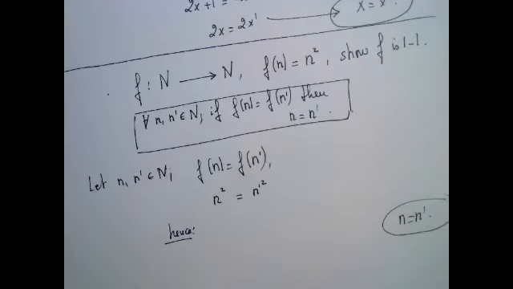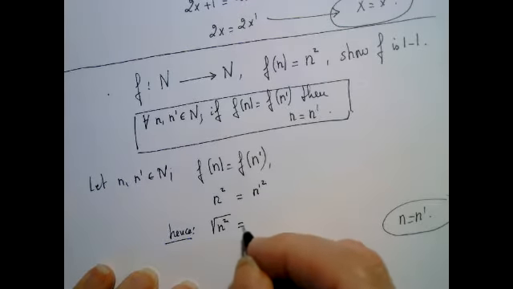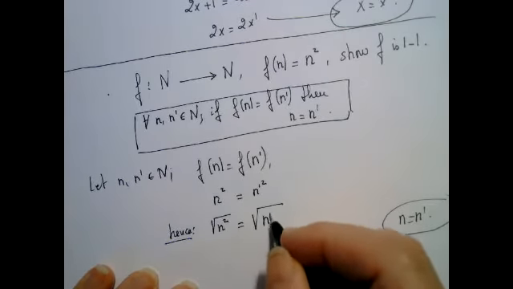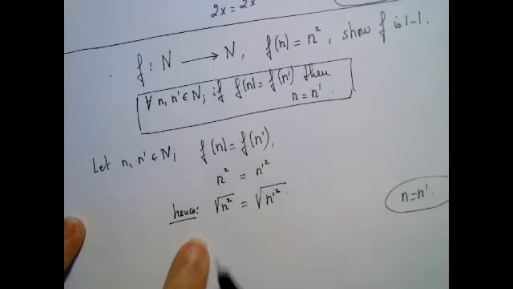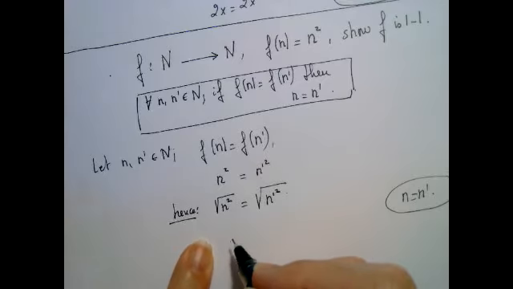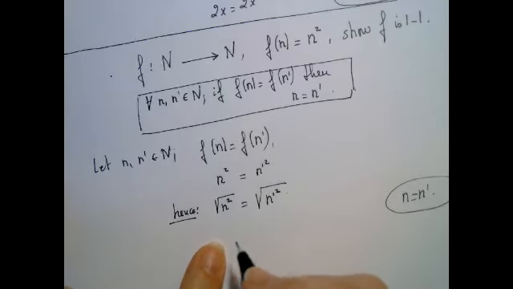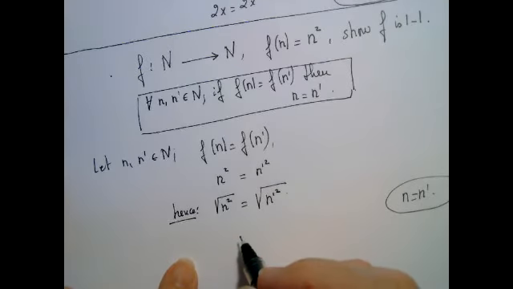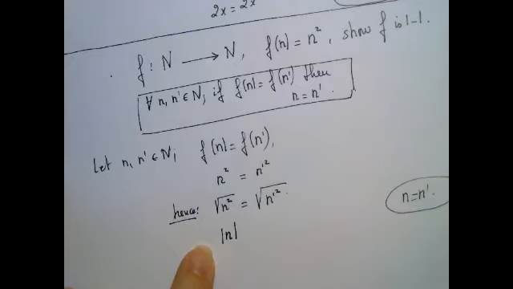Because? Square root both sides. So hence the square root of n squared equals the square root of n prime squared. Now, what's the square root of n squared? n. No. Anybody else? What's the square root of n squared? Is it the absolute value of n? The absolute value, yeah. And we're working with natural numbers, so that's a problem that we're going to fix.